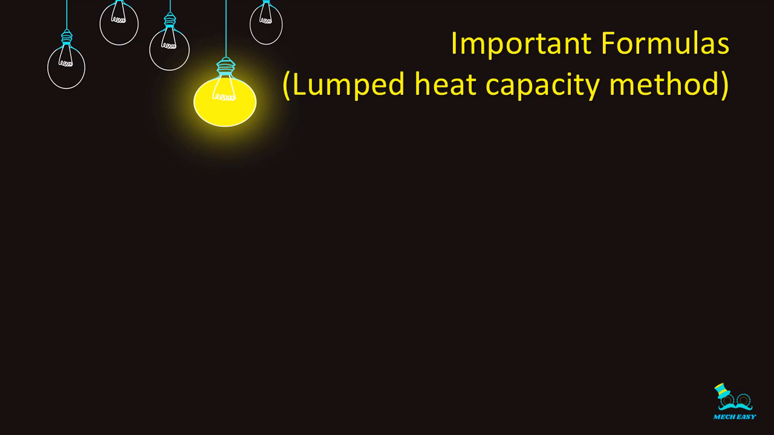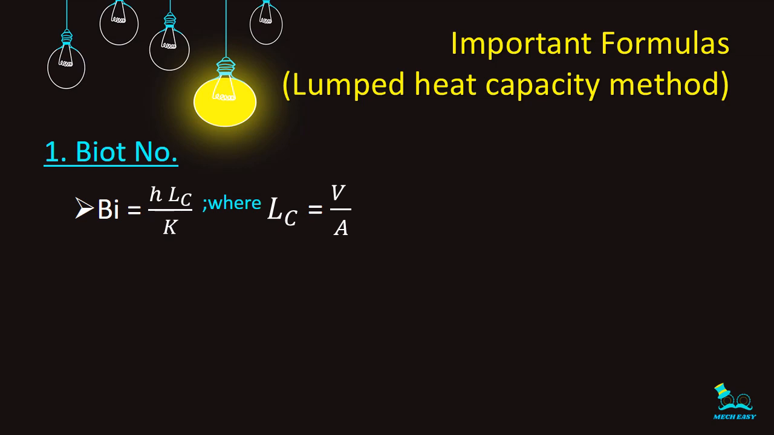It is also known as lumped heat capacity method. The first formula is Biot number. Biot number is defined as h Lc by k, where h is the convective heat transfer coefficient, k is the conductivity, and Lc is the ratio of volume to area.